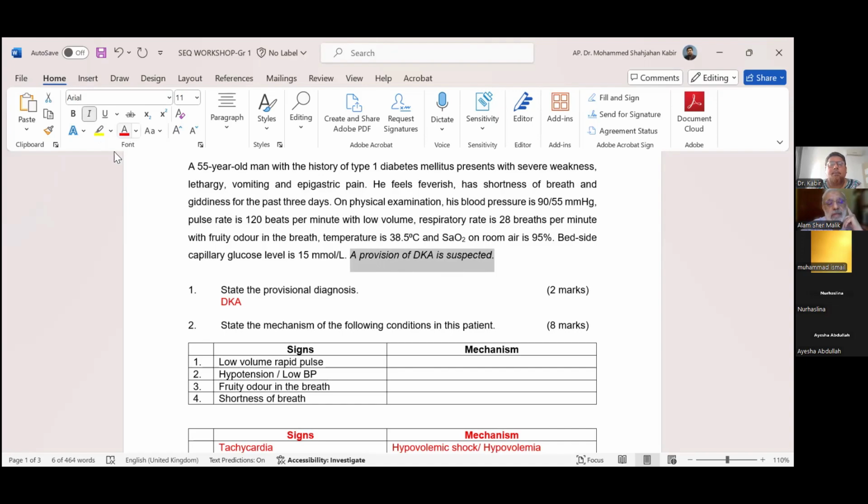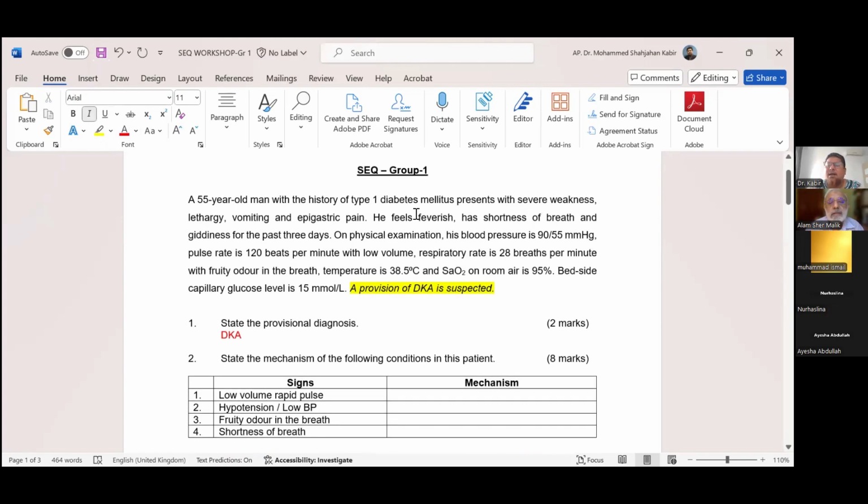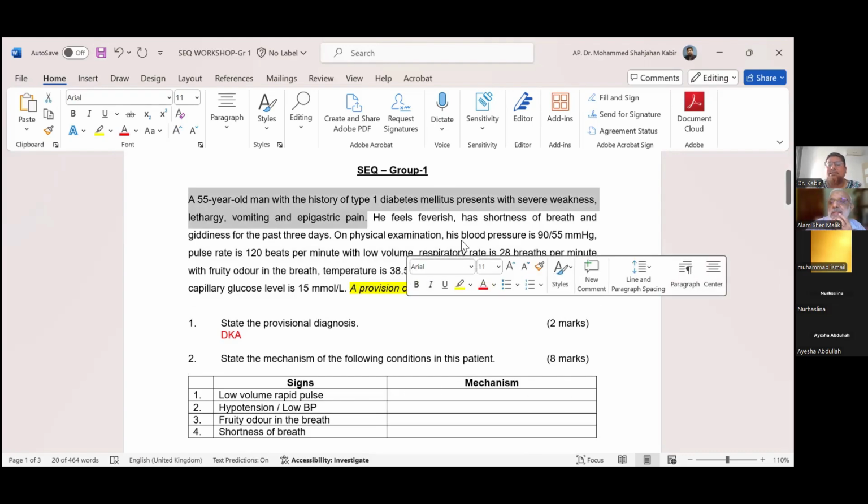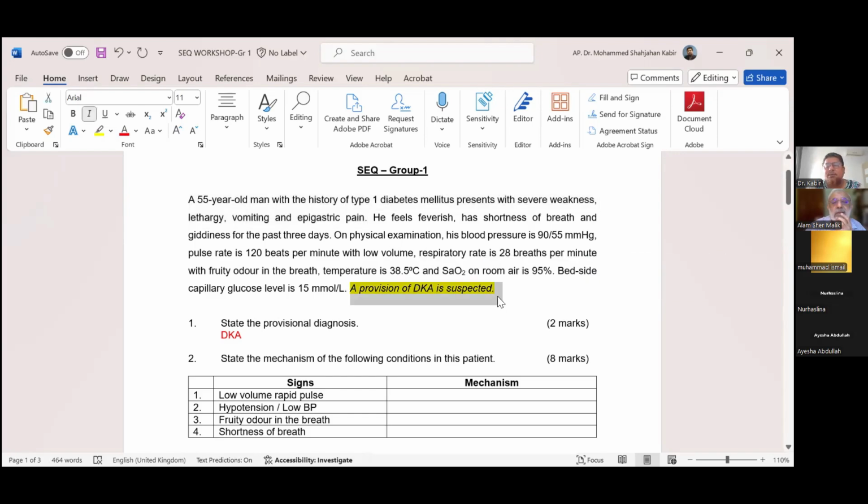If you do that, then you can modify your question. Let's say the presenting complaint is given, and this is your provisional diagnosis. After this paragraph, I just give this one.